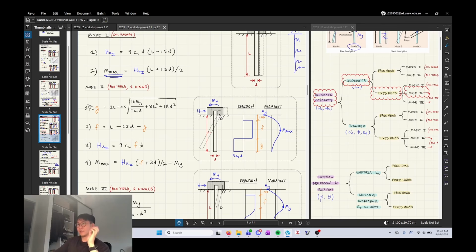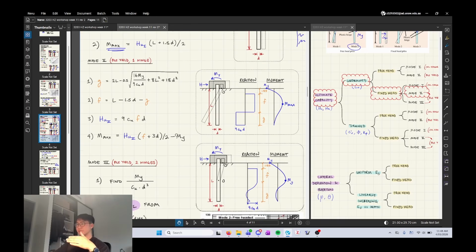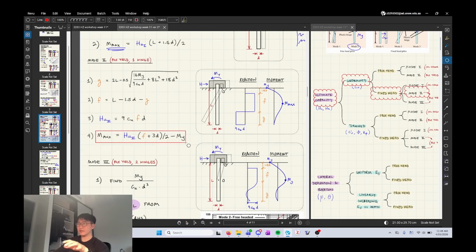So what you do is you have to work out G, and then you work out F with G, and then you work out the ultimate horizontal load, and then you work out the maximum moment, okay? And again, we need this later to check if your maximum moment is greater than your yield moment, okay?